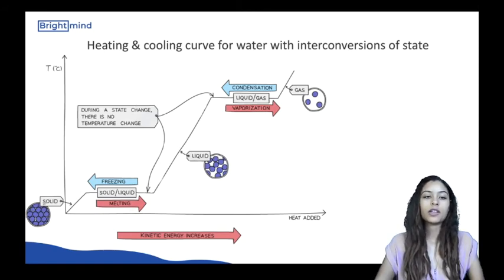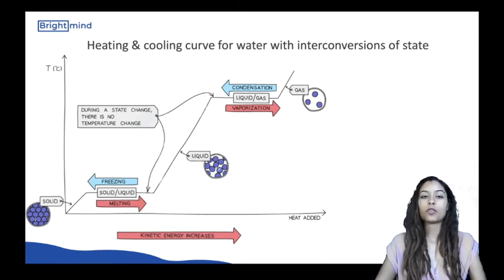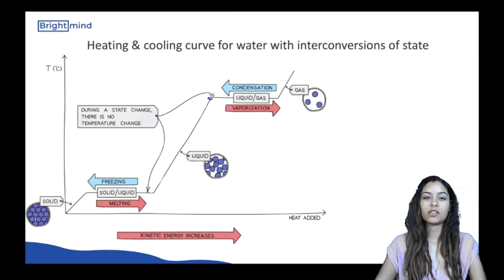We can see that if a solid is heated, kinetic energy increases and it melts to form a liquid, and if more kinetic energy is added, it then vaporizes to form a gas. The cooling curve is the same thing but in the reverse direction. So the gas would undergo condensation to become a liquid, because the kinetic energy is now decreasing and the temperature is also dropping, therefore causing the liquid to freeze back into a solid. During these state changes, we can see at these different points, there is no temperature change. That's another important thing to remember.